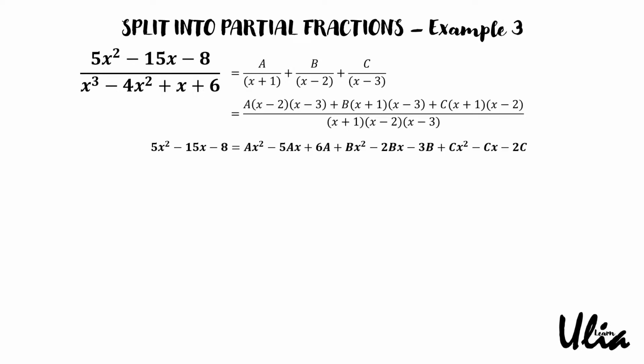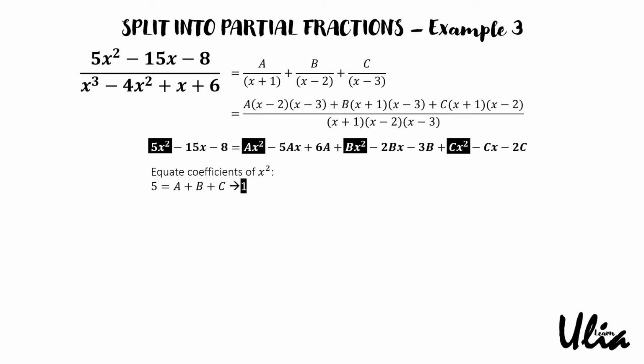So let's focus on the x squared terms first. On the left hand side there's only one x squared term, and that is 5x squared. And on the right hand side there are 3: ax squared plus bx squared plus cx squared. So the coefficient on the left hand side is just 5, and on the right hand side is a plus b plus c. So 5 equals a plus b plus c. And that is my first equation.